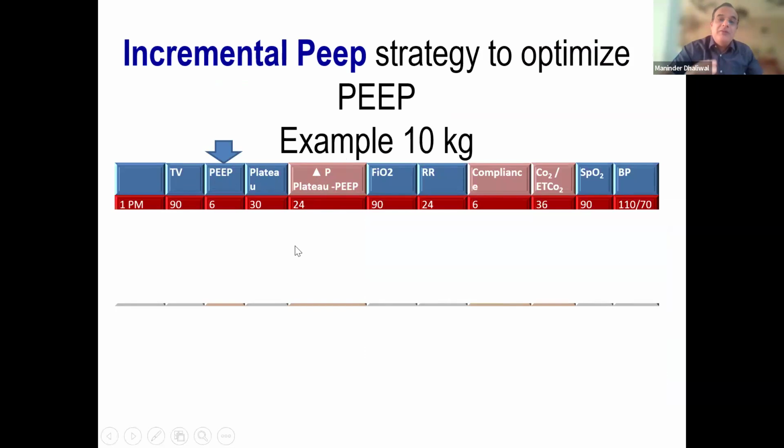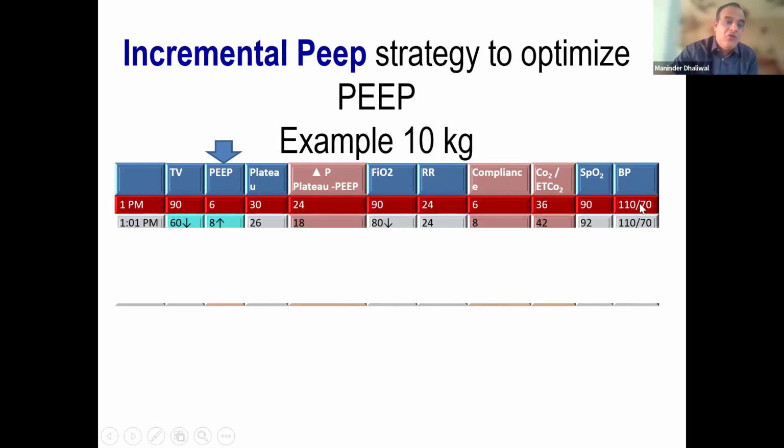So if it is 24, that means the alveoli are expanding to a large volume and then collapsing again, then expanding, then collapsing. It is causing a lot of biotrauma. FiO2 requirement is high, compliance is 6, EtCO2 if you see is 36, saturation is 90, and BP is 110 by 70. Now, at 1 p.m., we decrease the tidal volume, because once you're managing ARDS, you have to decrease the tidal volume, which is called the low tidal volume ventilation strategy. You don't give high tidal volume, but you give low tidal volume.